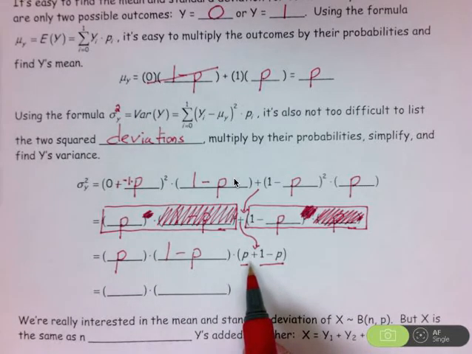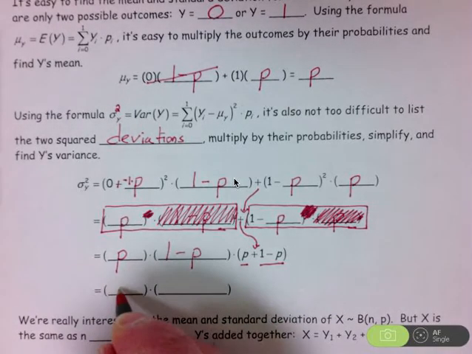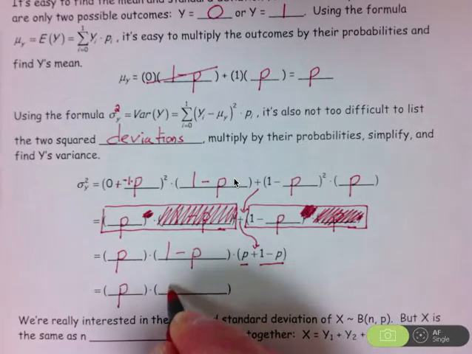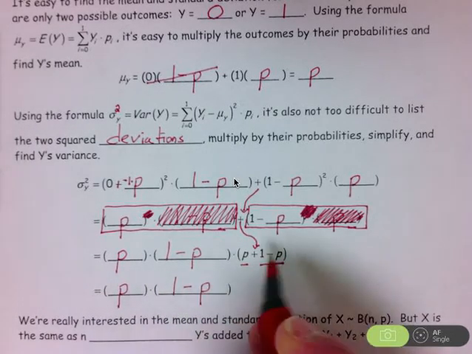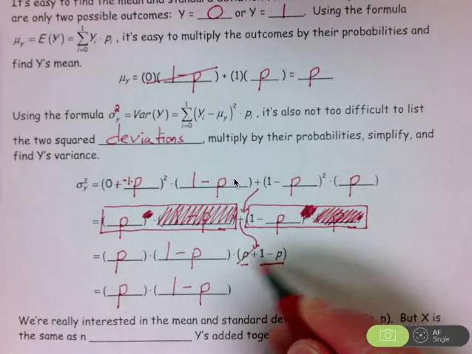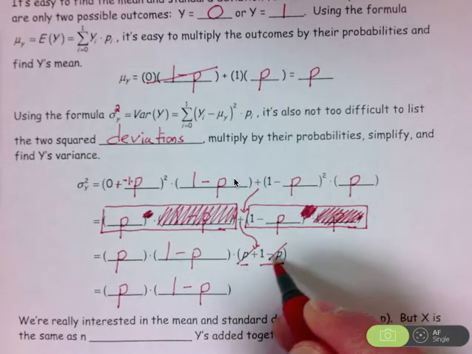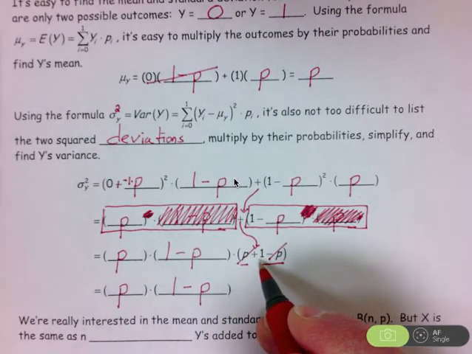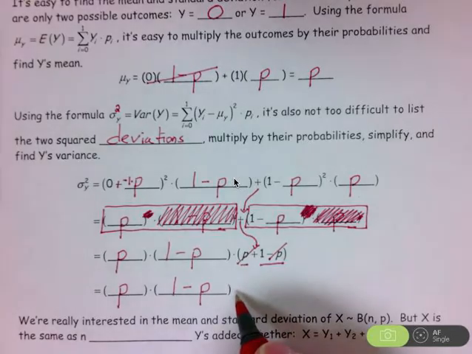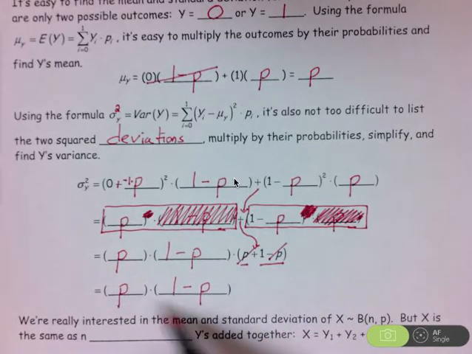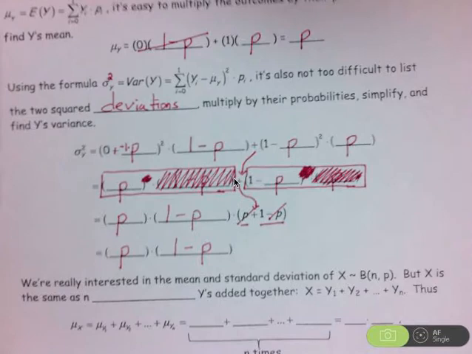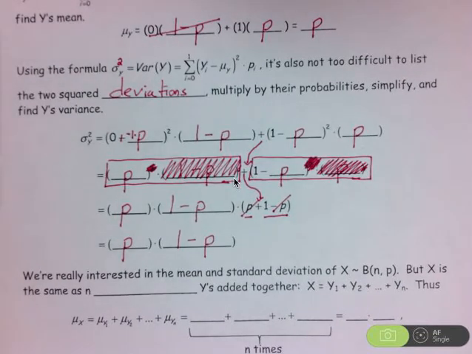And I can simplify this expression. So I have p. This quantity remains 1 minus p. And of course p minus p gives me 0. So this final expression is just multiplying by 1, so I don't have to bother multiplying by 1. This expression represents the variance of y.